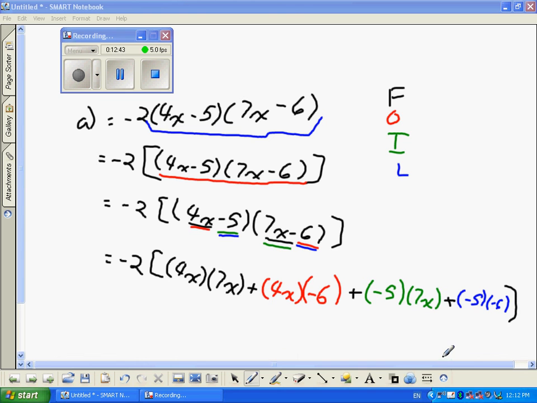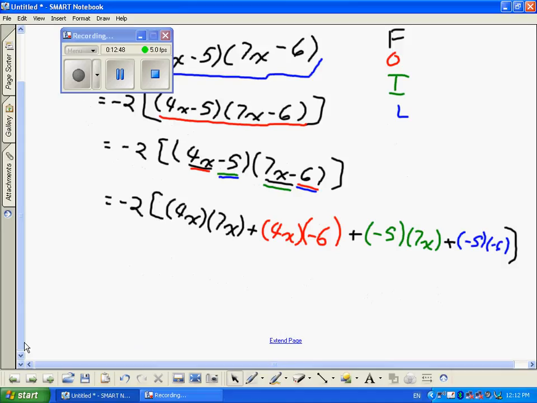Now, like I said before, this step here doesn't have to be done. Okay? You can skip it. Go for it. That's fine. Now I'm going to simplify the inside of those brackets. So, 4x times 7x, 28x squared. 4x times negative 6 is negative 24x. Negative 5 times 7 is negative 35x. And negative 5 times negative 6 is positive 30.